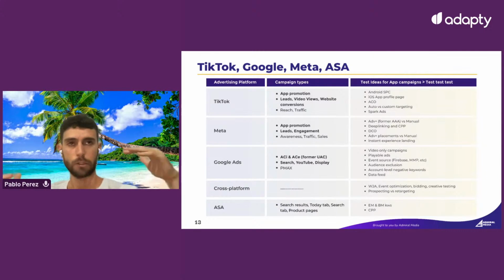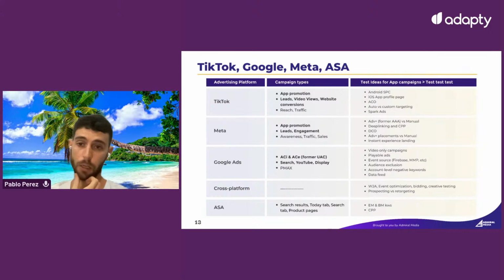Then we can also try different event source optimization, Firebase against the MMP, or Firebase against any other event source that you might have, right? Server to server, for example, and those kinds of things. Usually Firebase works better, and this is one of the best practices that Google account reps share. And this is also my experience. So I tend to use Firebase events, but why not try it out, right?